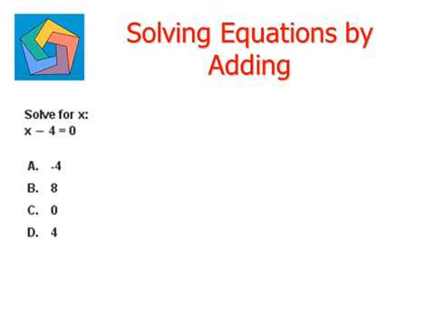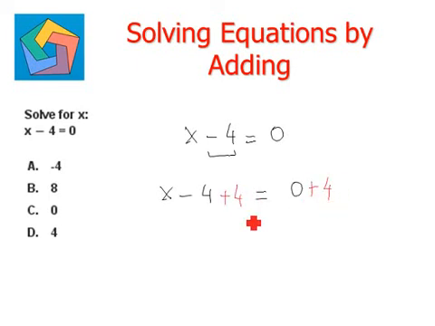Looking at the next question, x minus 4 equals 0. Now here we have to make this negative 4 zero. So what will we do? We will add a 4 to both sides. So again, not forgetting to put it on both sides, we write a plus 4 here and a plus 4 here to balance the equation. So this turns out to be 0. So x equals 0 plus 4, which is nothing but 4.